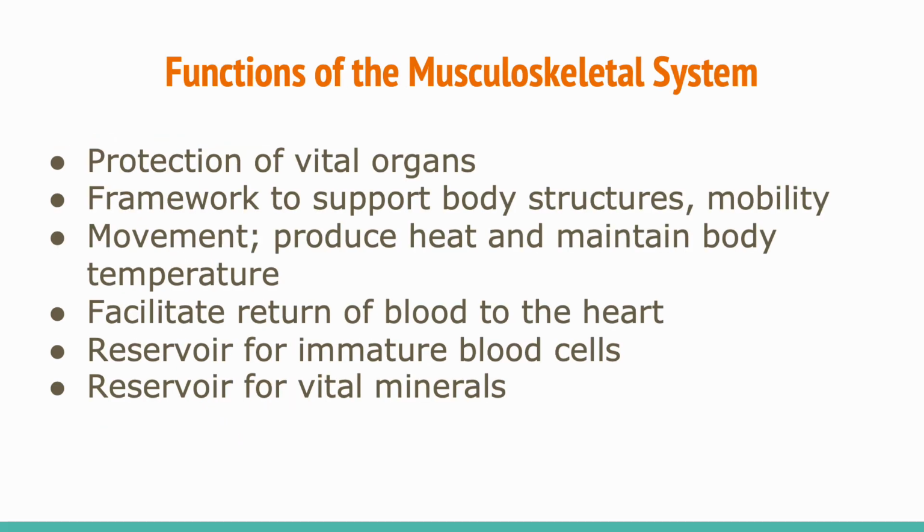The musculoskeletal system does a lot more than just simply allow us to move, right? First, it provides structural framework that supports the body and maintains posture. It protects many of our vital organs. The skull protects the brain. The vertebrae protect the spinal cord, and the rib cage protects the heart and the lungs. Muscles generate body heat as a byproduct of contraction, helping maintain normal body temperature.